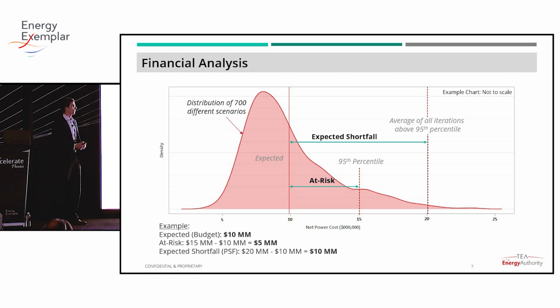Now, in quantifying risk, we have a couple of metrics that we usually stick to. The primary is cost at risk, which is just the difference between the 95th percentile outcome from our power cost distribution and the mean outcome. But we also evaluate expected shortfall. It really depends on what the utility's risk tolerance is as far as reducing variability in this power cost metric.